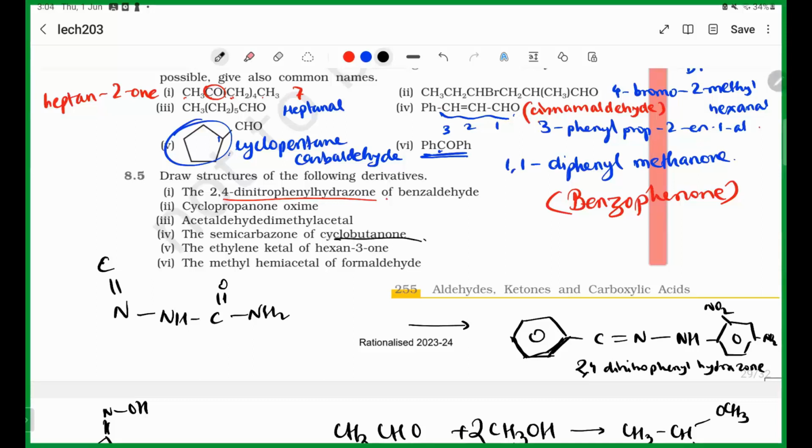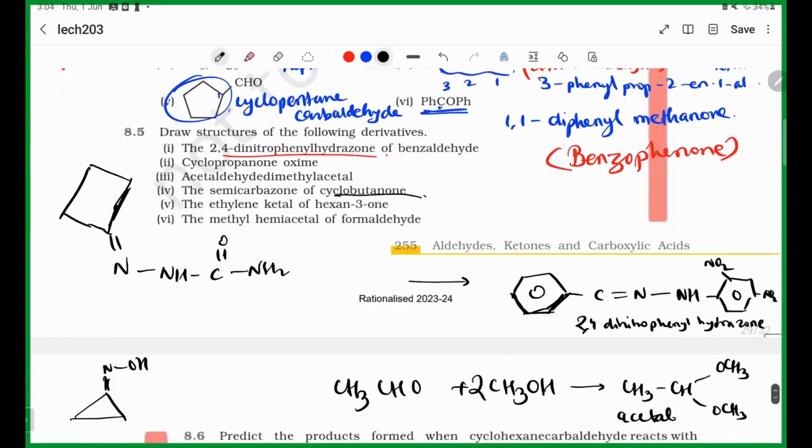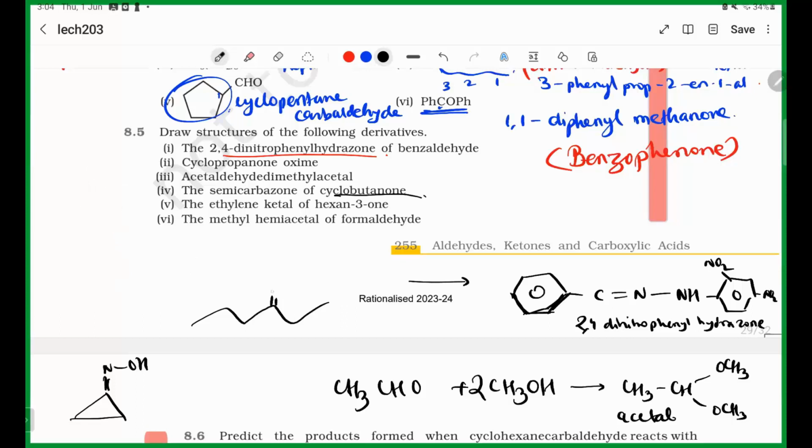In this case, maybe cyclobutanone. So that is part of it. Next, you have the ethylene ketal of hexanone. So you have hexan-3-one, right? If you draw hexan-3-one, it's 1, 2, 3, 4, 5, 6. That is hexan-3-one. Ethylene ketal formation is simply as detailed previously.